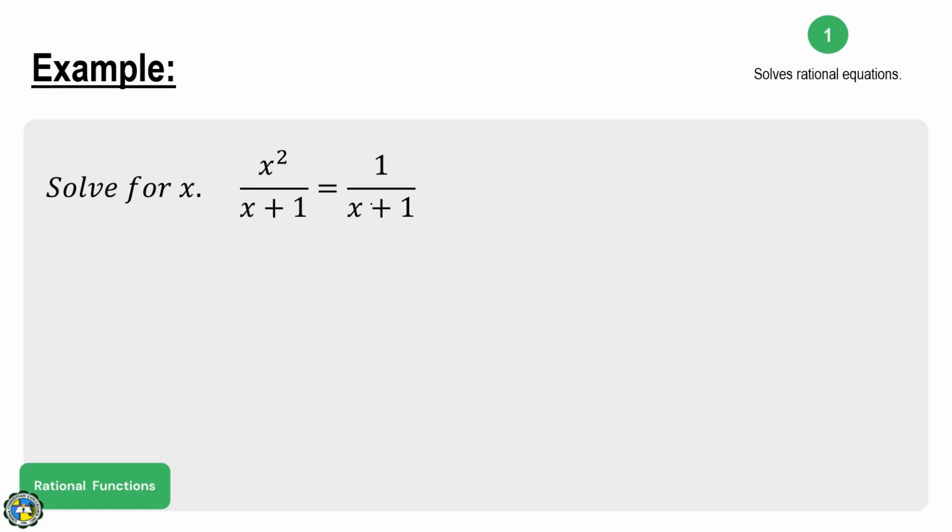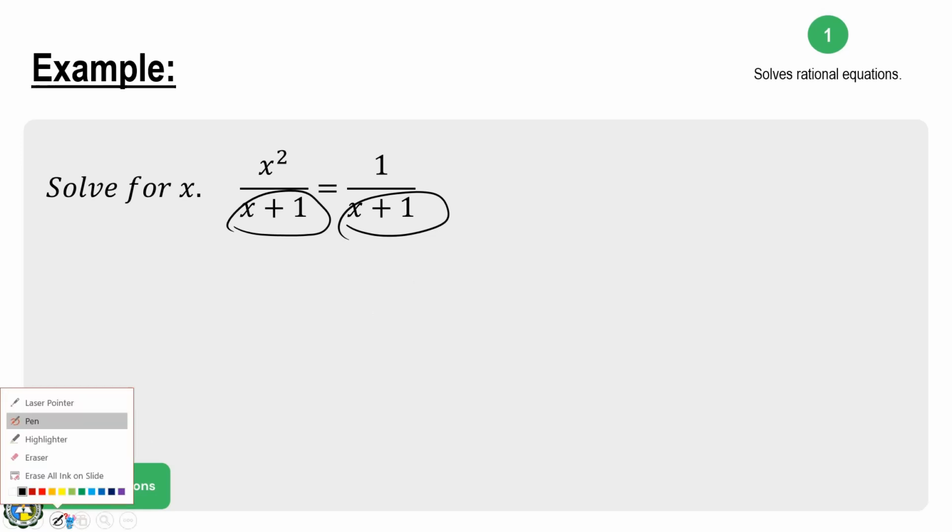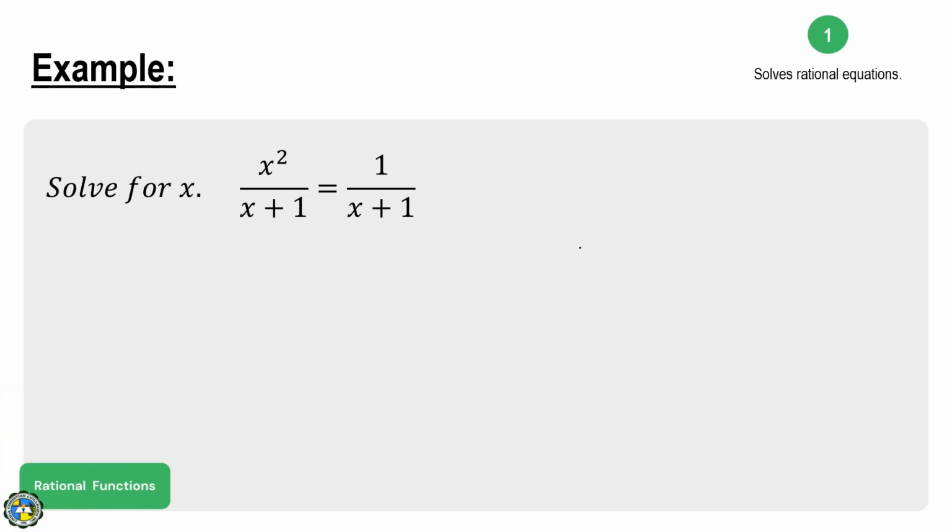X squared all over x plus 1 equals 1 over x plus 1. So, as you can see, pareho yung ating denominator. In this case, mas madali itong isolve. Mas madali natin makikita yung value ng x natin. So, simply pa rin, we were going to use cross multiplication. X squared times x plus 1 equals x plus 1 times 1. So, remember, pareho yung ating denominator, and the usual thing we're going to do after we do the cross multiplication is to distribute.